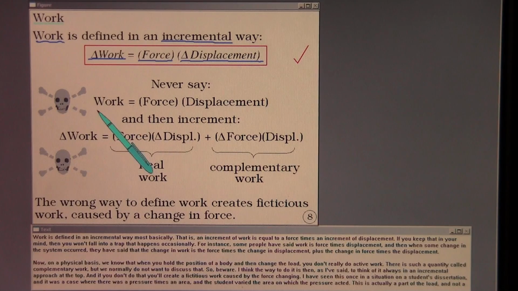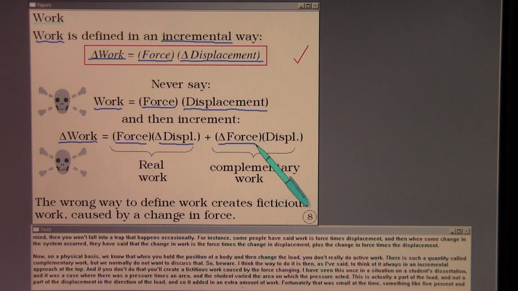For instance, some people have said work is force times displacement, and then when some change in the system occurred, they have said that the change in work is the force times the change in displacement plus the change in force times the displacement. Now, on a physical basis, we know that when you hold the position of a body and then change the load, you don't really do active work. There is such a quantity called complementary work, but we normally do not want to discuss that.